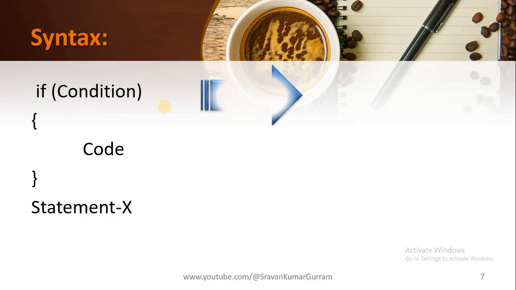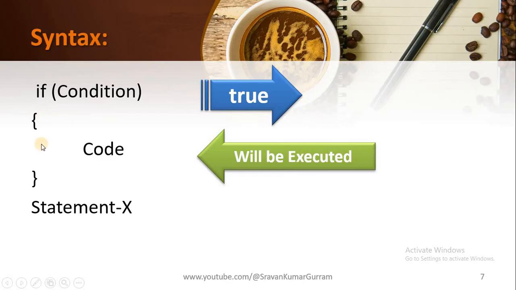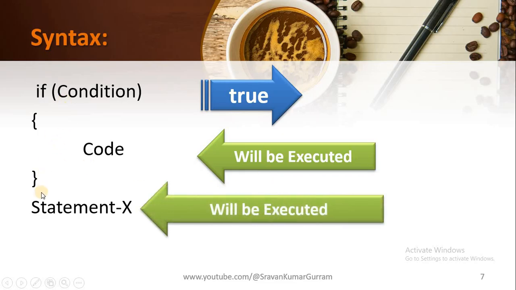If the condition returns true, if this condition evaluates to true, then the code we have within the if block will be executed. After executing the code within the if block, the statement or statements we have outside the if block also will be executed. This is one case. This is the true case.